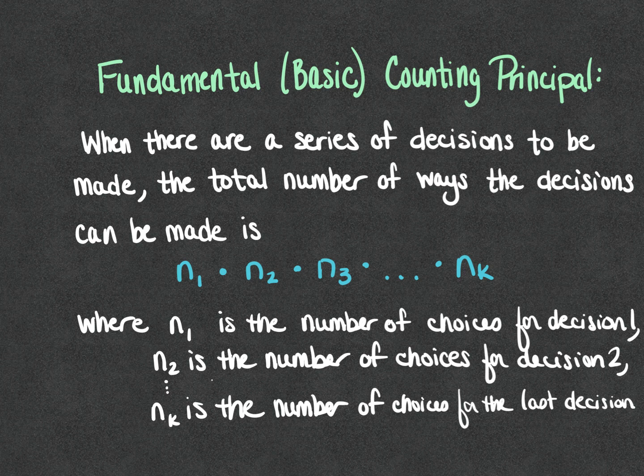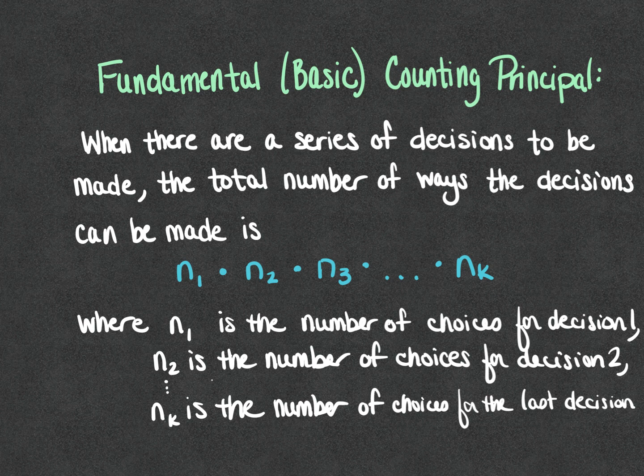I know that notation can be a little intimidating at times, but N1 is representing the first decision I have to make and how many choices I have. The N2 is representing the number of choices I have to make for the second decision. The N3, the number of choices for the third decision, and so on. And K just represents the last decision.